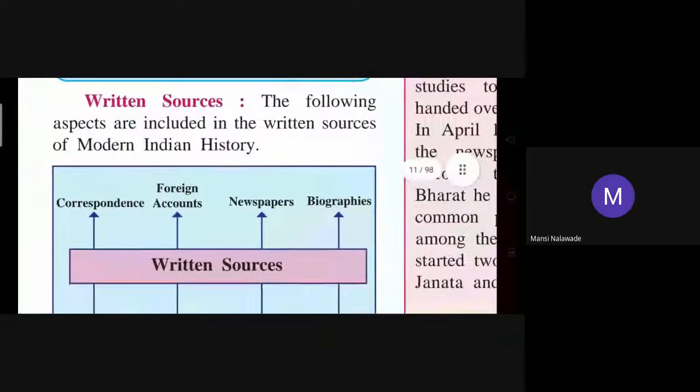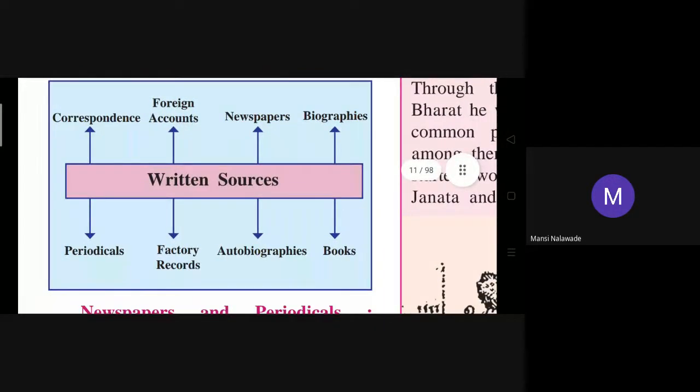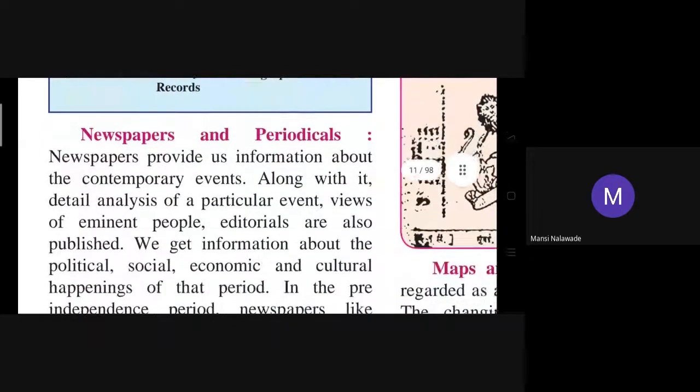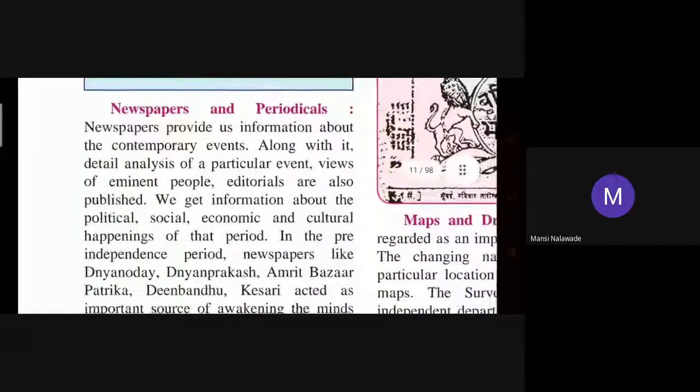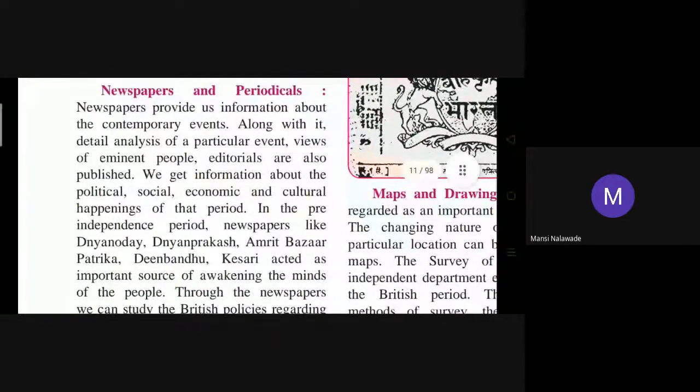Written sources. The following sources are included in the written sources of modern Indian history: correspondence, periodicals, foreign accounts, factory records, newspapers, autobiographies, biographies, books. Newspapers and periodicals. Newspapers provide us information about contemporary events. Along with it, detailed analysis of a particular event, views of eminent people, and editorials are also published. We get information about the political, social, economic, and cultural happenings of that period.